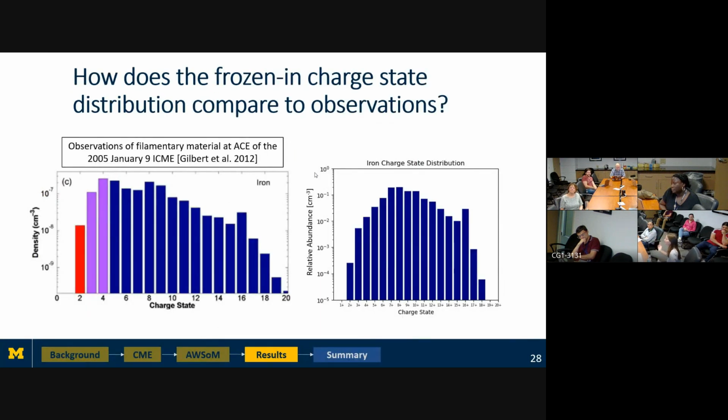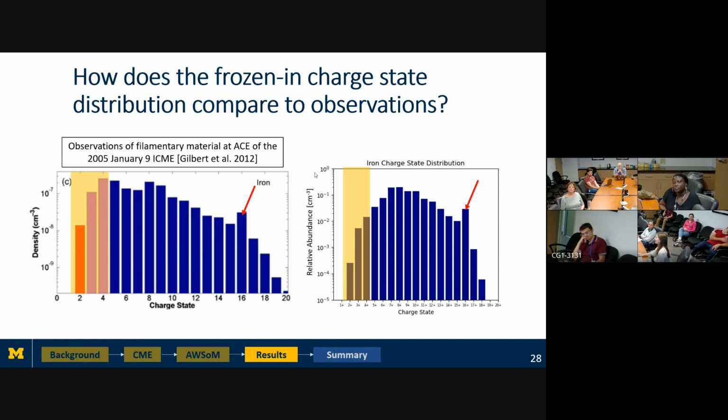So how does this compare to observations? Well, I mentioned this event doesn't have any in situ observations, but we can compare it to similar observations from other CMEs. So this is an observation of that filament prominence material from a completely unrelated event, but it does have the filament material, and it's from January 9, 2005. And you can very clearly see we have those iron 2, 3, and 4 plus, just like in the observation, as well as that peak for the iron 16 plus material for the hotter parts of the flux rope. So I was like, this all looks great.